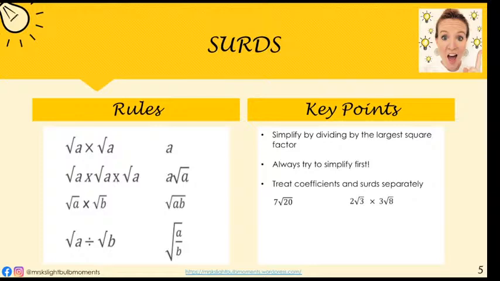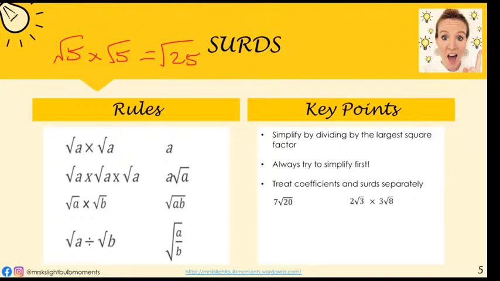Because root 5 times root 5, I'll just jot this on the top here as an example, would give you root 25, and the square root of 25 is just 5. So it is just sort of undoing the root there. Root a times root a equals a itself. The next one is if you then times it by another root a, we just add a root a right next to it, and you can continue and continue multiplying by root a.